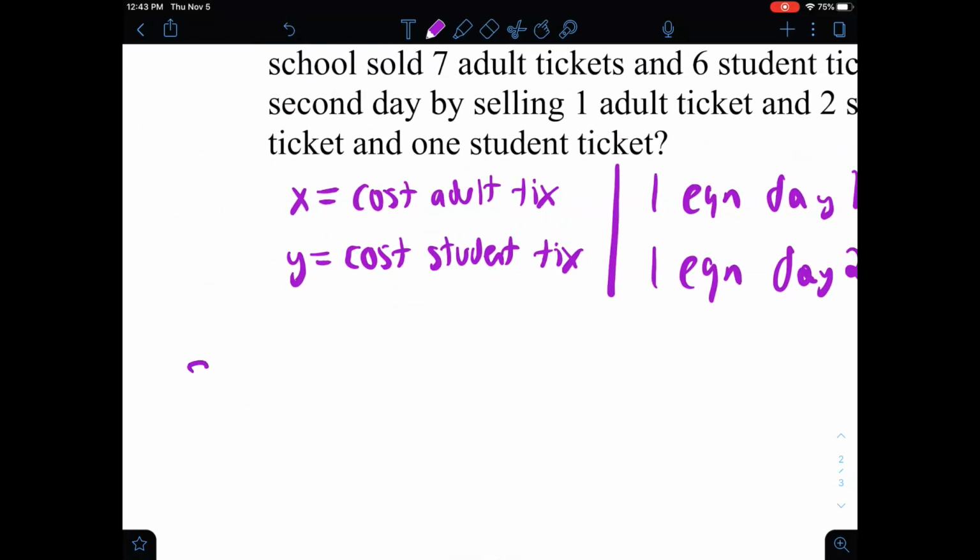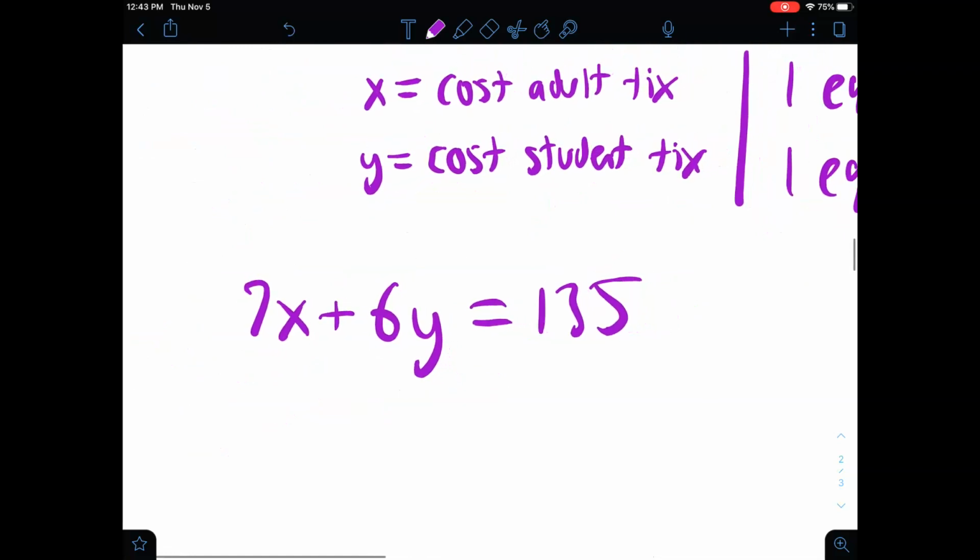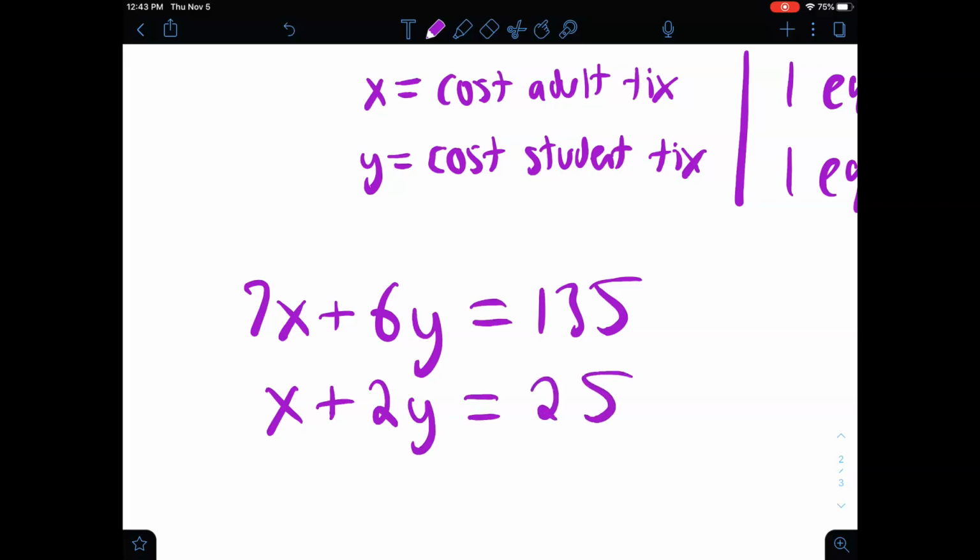So day 1 sold 7 adult tickets, 7 times x, plus 6 student tickets times y equals 135. Double check I got that right. Yep. And then the second day we sold 1 adult ticket, so just x, plus 2 student tickets, 2y. It's going to equal $25.